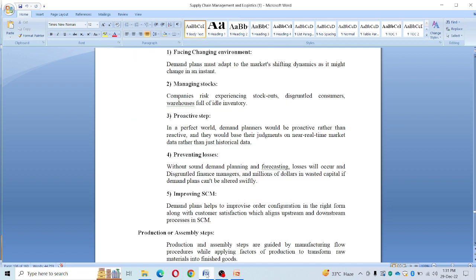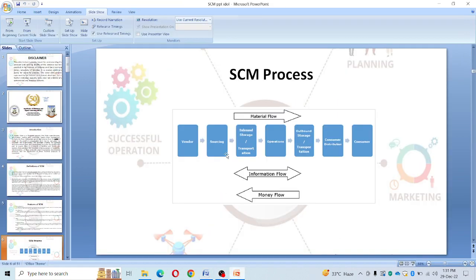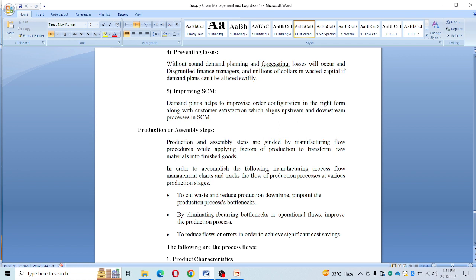Then comes the next question, which is production or assembly steps. So we have seen in this diagram operations. Here comes in the manufacturing, here comes the production and assembly steps. So what things may come? These are guided by manufacturing flow, because here you will be applying the factors of production to transform raw material into finished goods. So these factors of production will be utilized to transform raw material into finished goods.